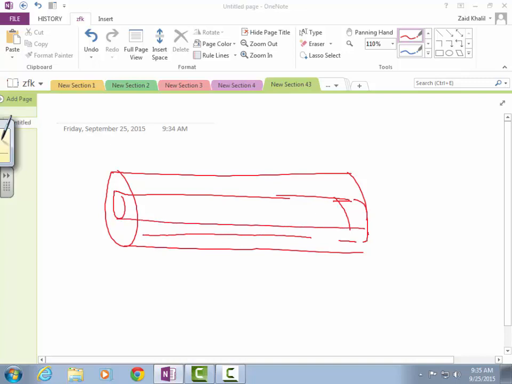All right, so this has radius r. This is radius big R. Oh, wait, no, I'm doing inside. Focus, guys. So what we have is the integral of E dot dA is equal to Q enclosed over epsilon naught.